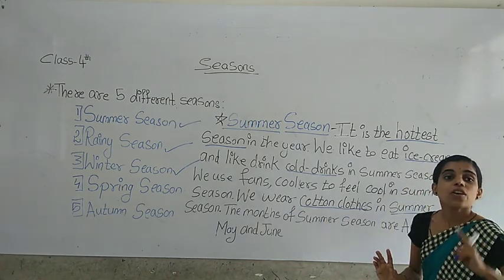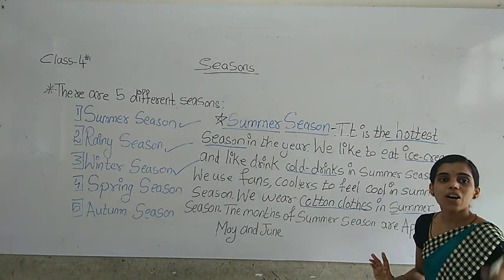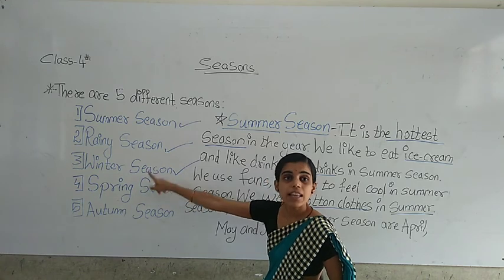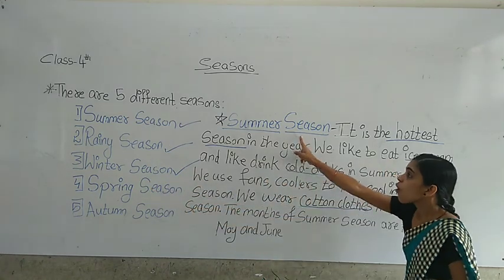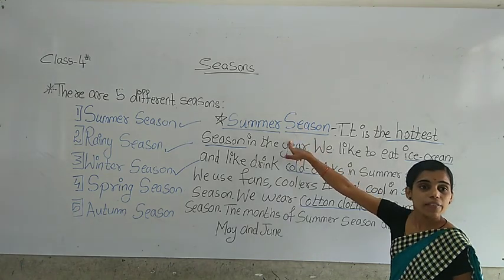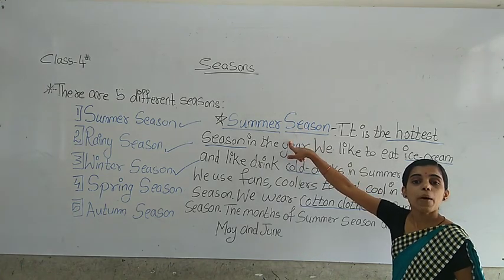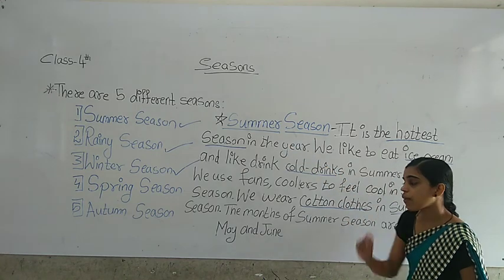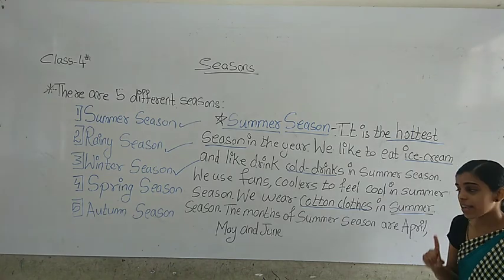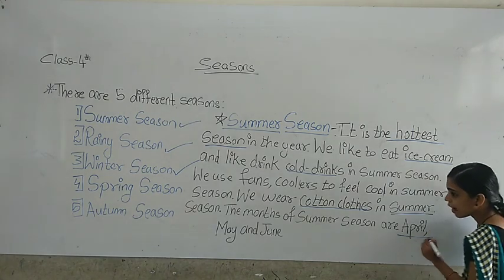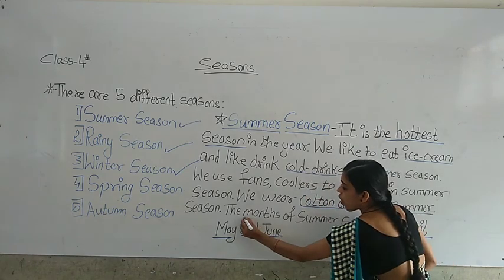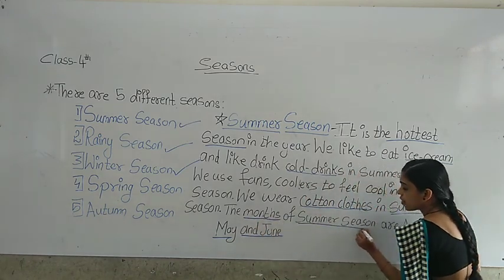But children, you will wear the woolen clothes in winter season. Woolen clothes in winter season. Cotton clothes in summer season. Why do we wear cotton clothes? They keep our body cool. So we wear cotton clothes in summer season. Next, April, May and June are the months of summer season.